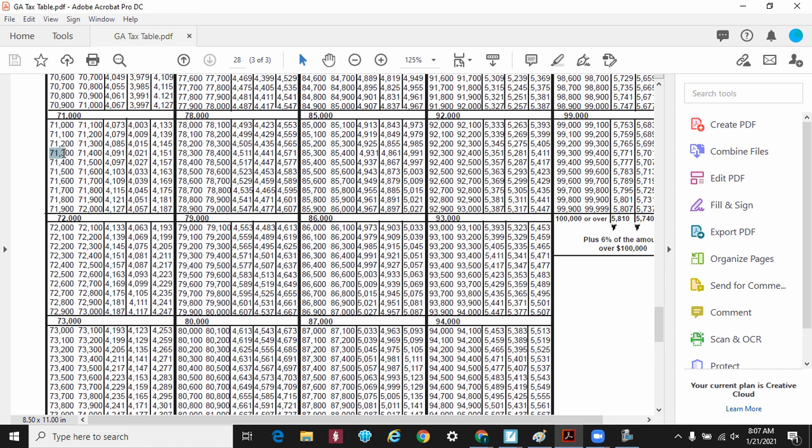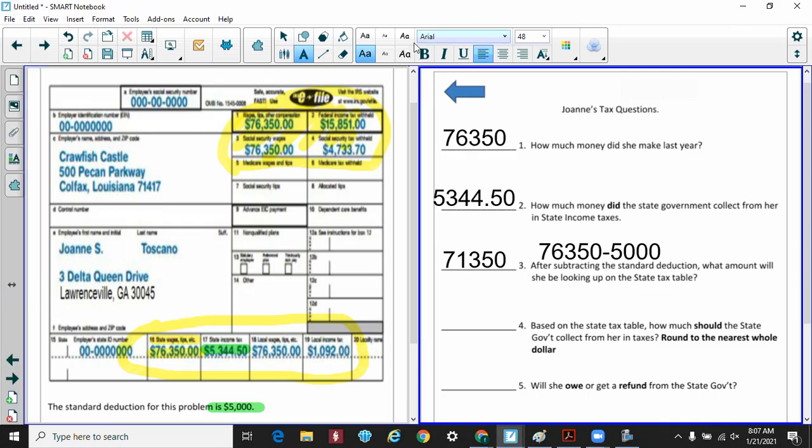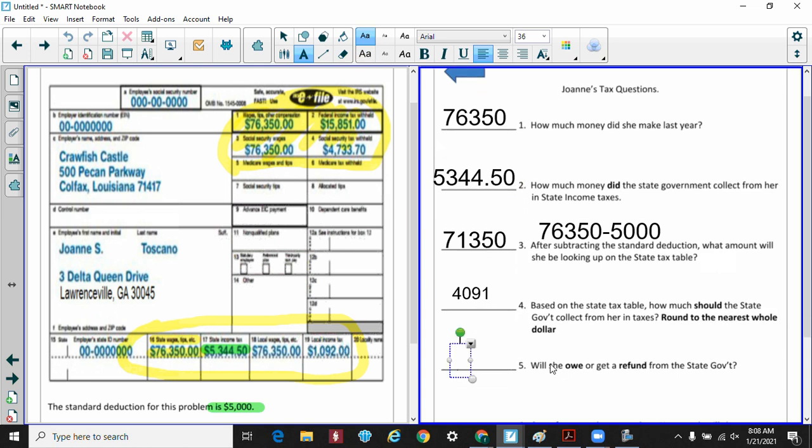There it goes, 71,350. There's my line. It would be in between these two numbers. We're single, so we always take the one to the left. So 4,091. How much should she have paid? She should have paid 4,091. She ended up paying, again, folks, 5,000. She should have paid 4,000. So that means she overpaid. If you overpay, you get a nice refund.